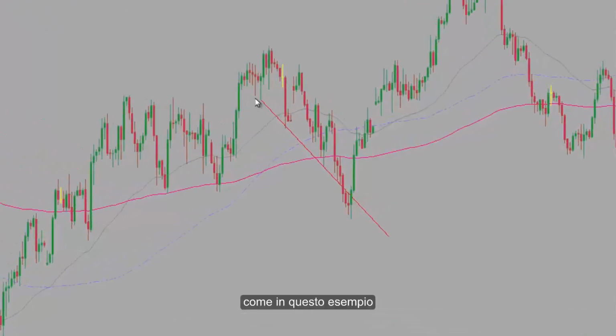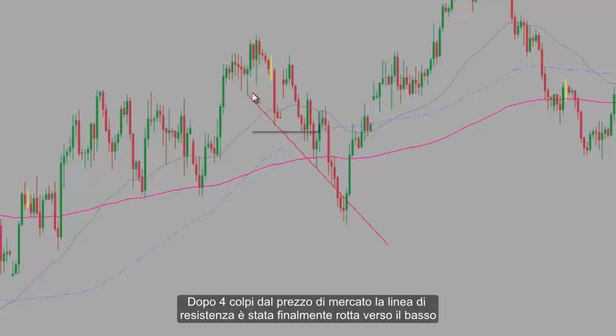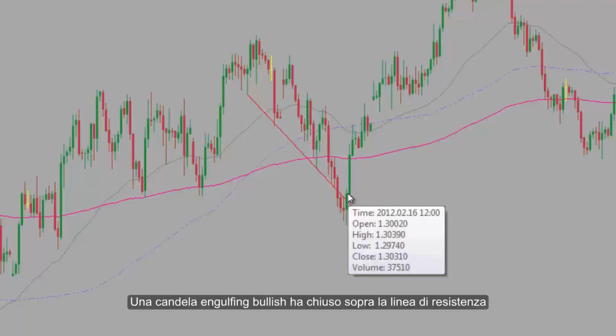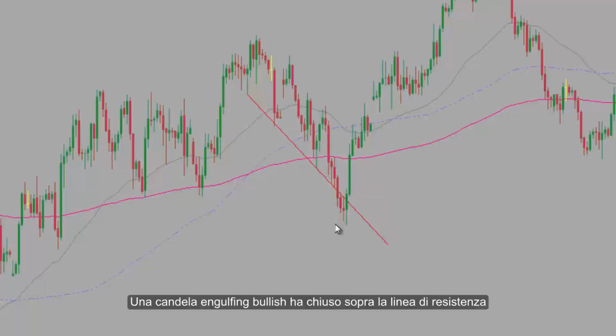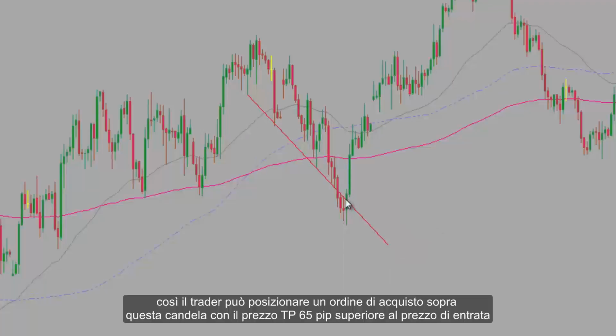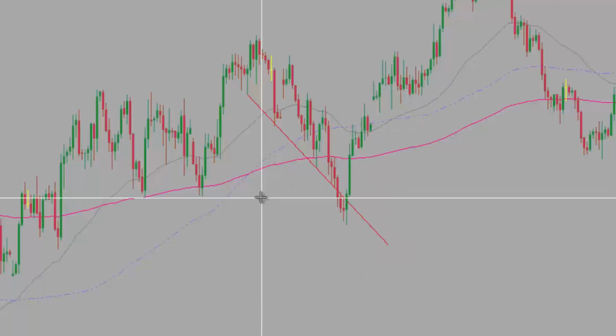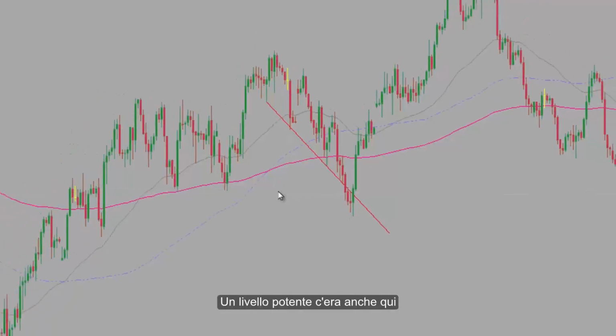Like this example, after 4 hits by the market price, the resistance line was finally broken towards the bottom. A bullish engulfing candle has closed over the resistance line. Thus, a trader could place a buy order over this candle with a TP price 65 pips higher than the entry price. A powerful level was here too.